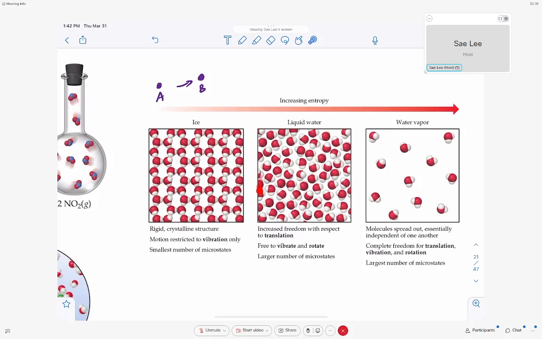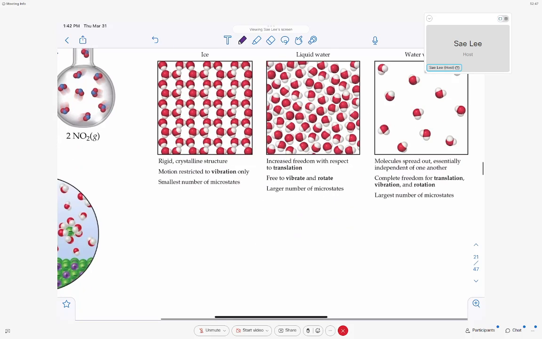Let's take a look at this liquid state. Now, in the liquid state, molecules have slightly more freedom and a little bit more space to move around. They can probably make some translational motion now.